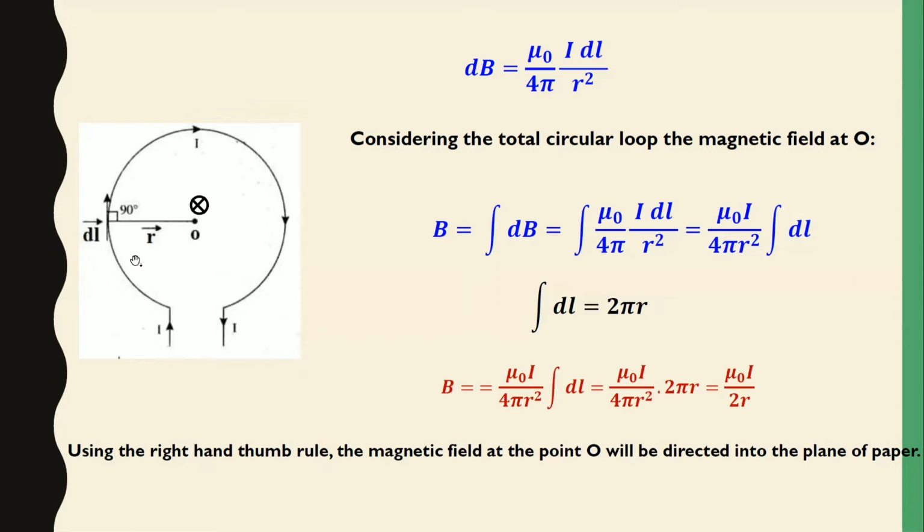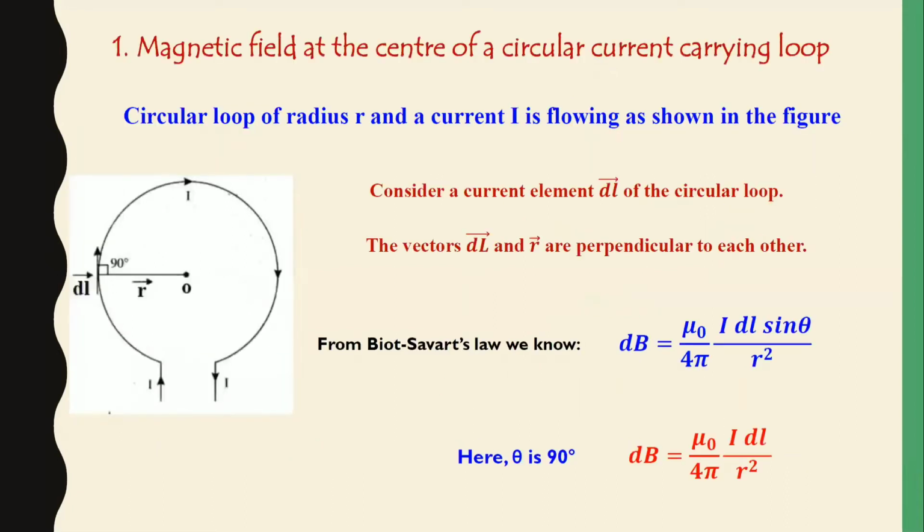If we use the right hand thumb rule and put our thumb along the direction of the flow of the current, then the rest of the fingers will curl along the direction of the magnetic field. So the cross mark indicates that the magnetic field at the point O will be directed into the plane of the paper. So this is the magnitude and the direction of the magnetic field due to a circular current carrying loop at the center of the loop.